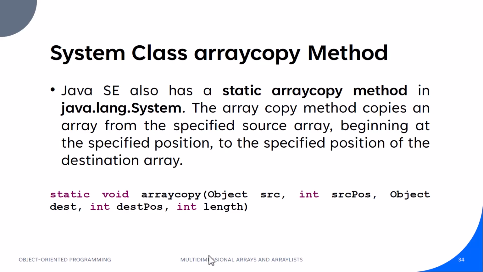Java Standard Edition also has a static arraycopy method in the java.lang.System package. The arraycopy method copies an array from the specified source array, beginning at the specified position, to the specified position of the destination array. Now here's the prototype for the arraycopy. This is a static method, so you can use it without creating an object. And here's the source array, and here's the destination array. From the source, we are going to start copying an array portion. And here's the destination, and here's the length that we are going to copy from the source.